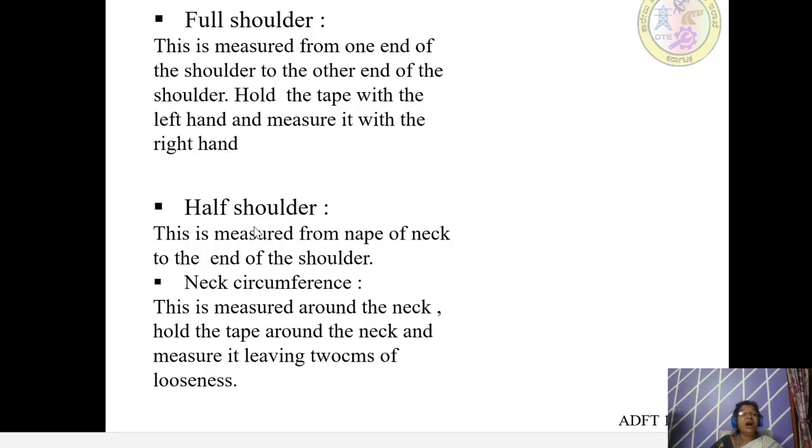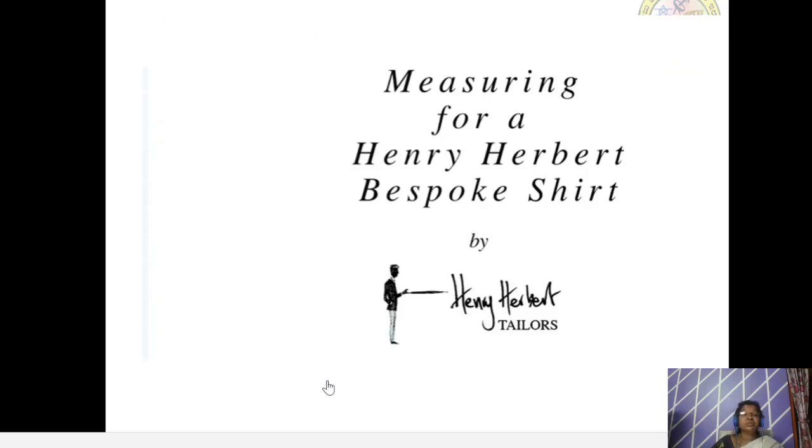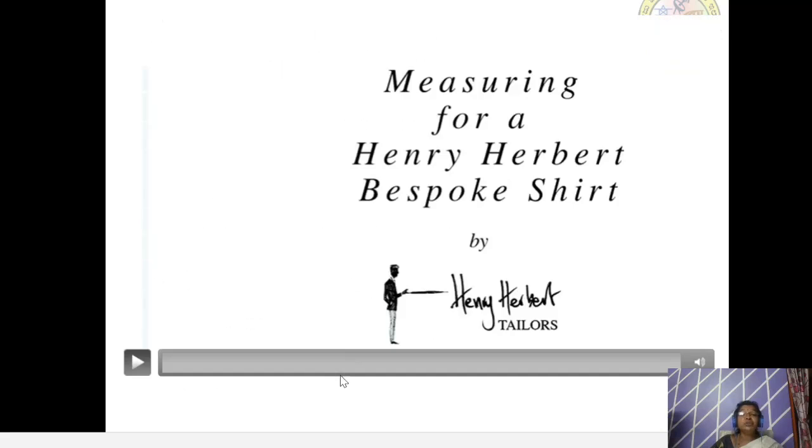Next we will move to the half shoulder. How do you measure it? This is measured from the nape of neck to the end of the shoulder. Because it is half shoulder, you measure from the nape of neck to the end of the shoulder. Then we will move to the neck circumference. This is measured around the neck. Hold the tape around the neck and measure it, leaving 2 centimeters of looseness. Here I am showing you a video on how to take the measurements of a shirt.